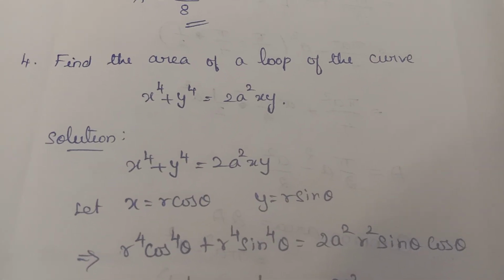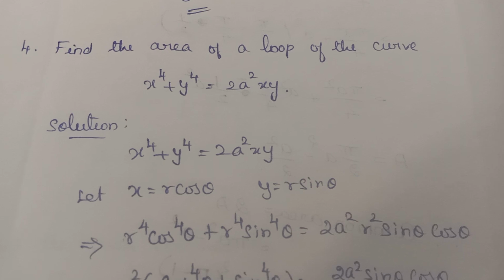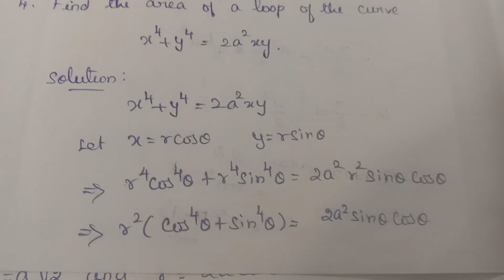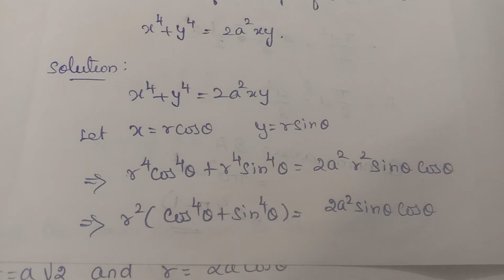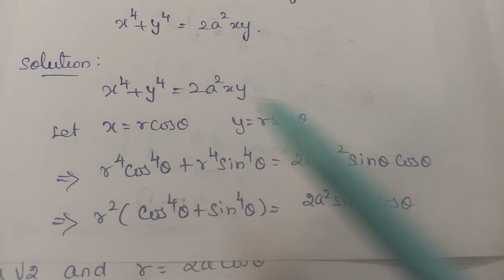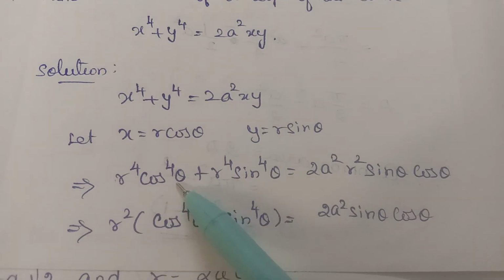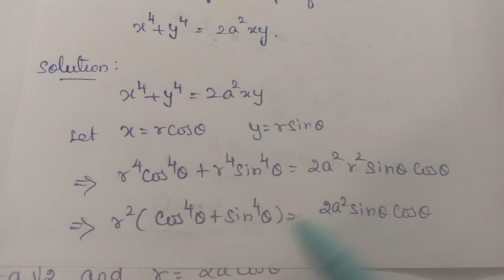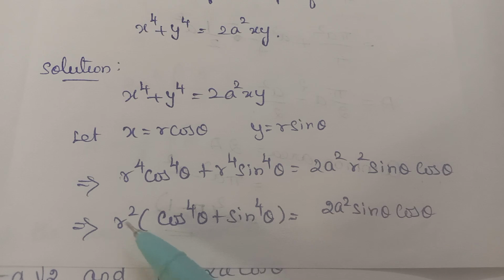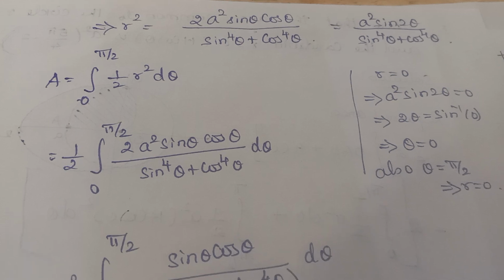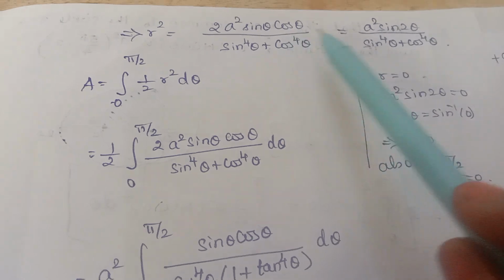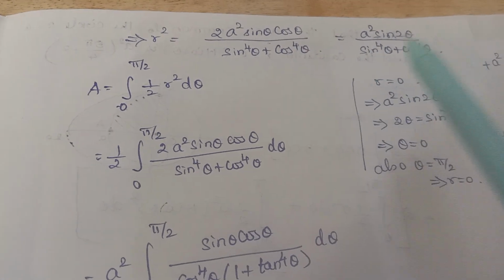Next, find the area of a loop of the curve x power 4 plus y power 4 equal to 2a square xy. See, this is something different. So for finding the area of one loop, let us take x equal to r cos theta and y equal to r sin theta. So if you substitute it here, you get r power 4 cos power 4 theta plus r power 4 sin power 4 theta equal to 2a square r square sin theta cos theta. Throughout you can cancel r square. So simply you get r square is equal to 2a square sin theta cos theta by sin power 4 theta plus cos power 4 theta, which can further be simplified as, this is nothing but sin 2 theta, no? a square sin 2 theta by sin power 4 theta plus cos power 4 theta.